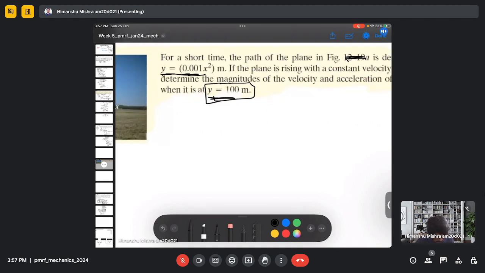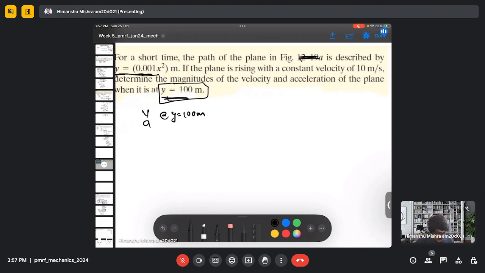So basically we need to calculate the magnitude of v and a at y equals 100 meter. And we have been given that the plane is rising with a constant velocity of 10 meter per second. That means its rising velocity is constant. So Vy is 10 meter per second, which is constant, and has a magnitude of 10.